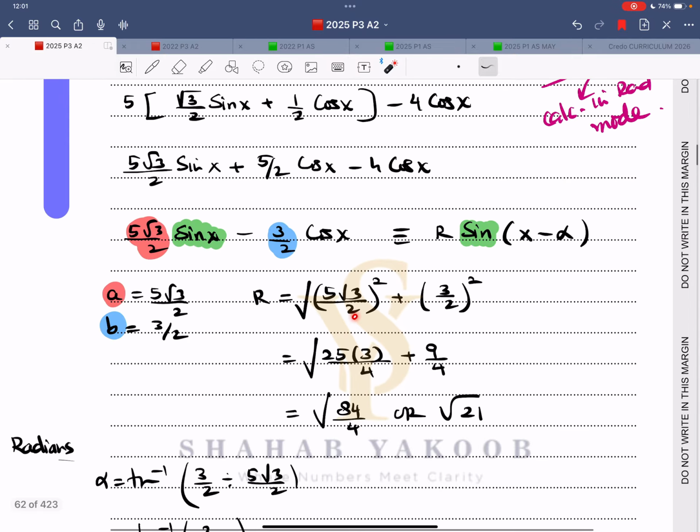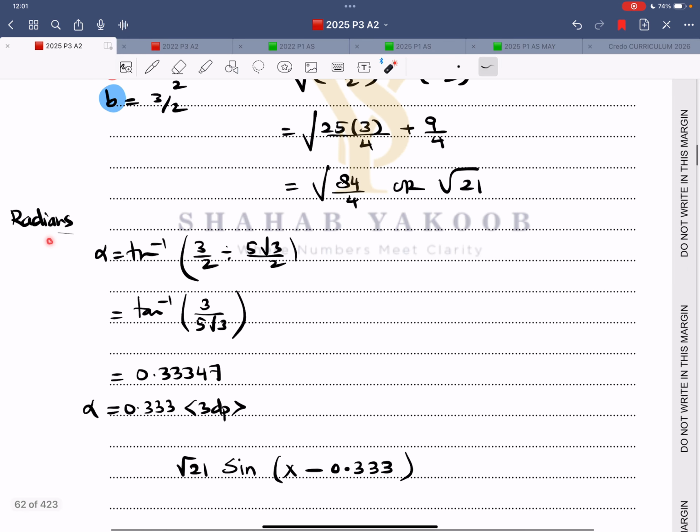Apply the Pythagoras, you get root 21. That's the exact answer in the third form. And in radians, alpha is the inverse tangent of 3 over 2 divided by this. Use a calculator, write the unrounded value, then the 3dp value. That is how the conversion is done.